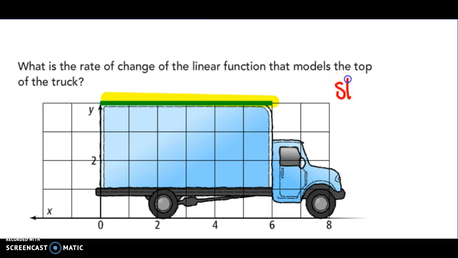So our slope is going to be constant. That means that our slope is at 0.